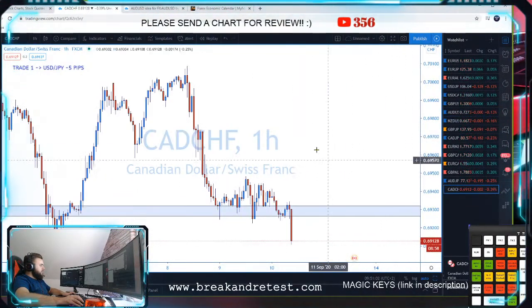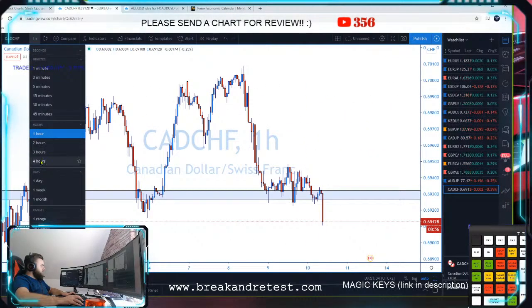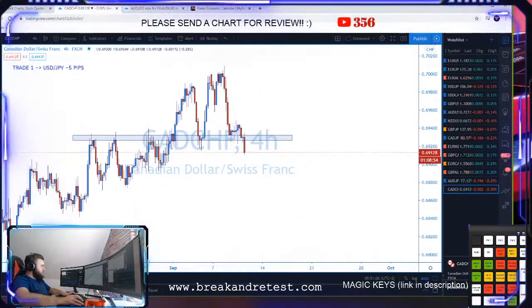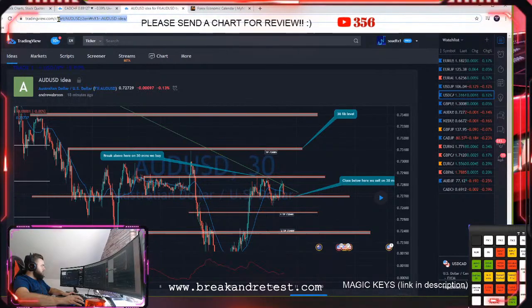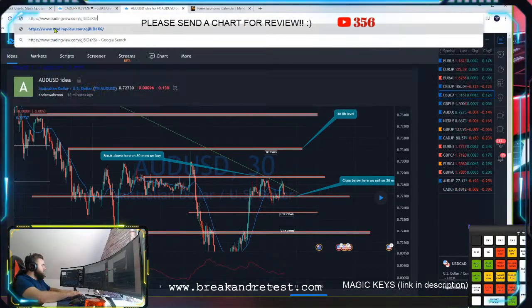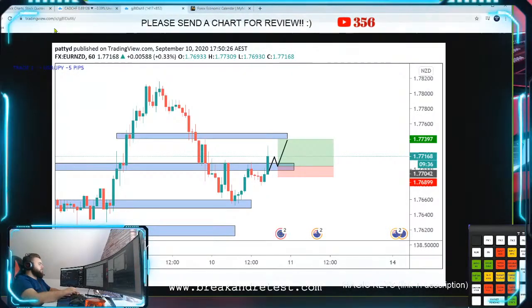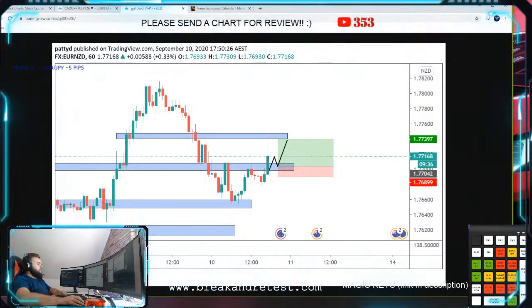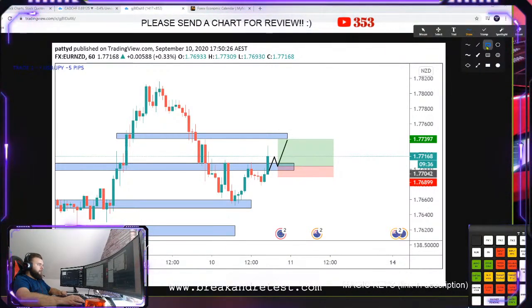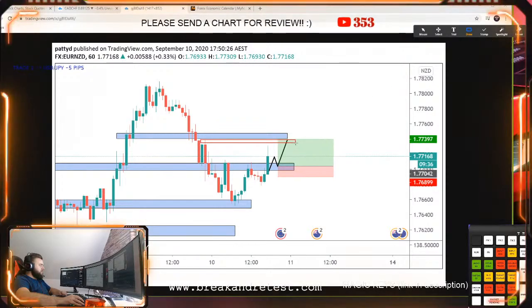CAD CHF is gonna give us a trade, I think. Your NZD break and retest. The next zone is up here.